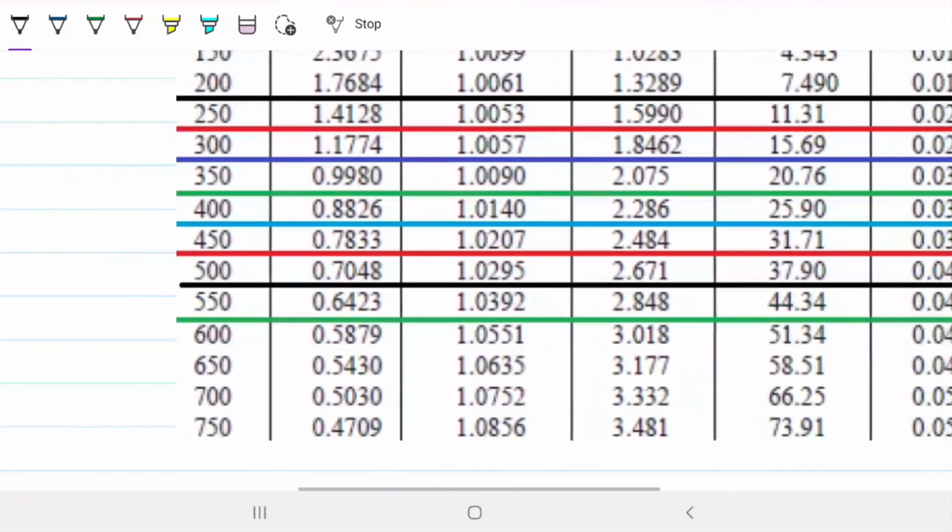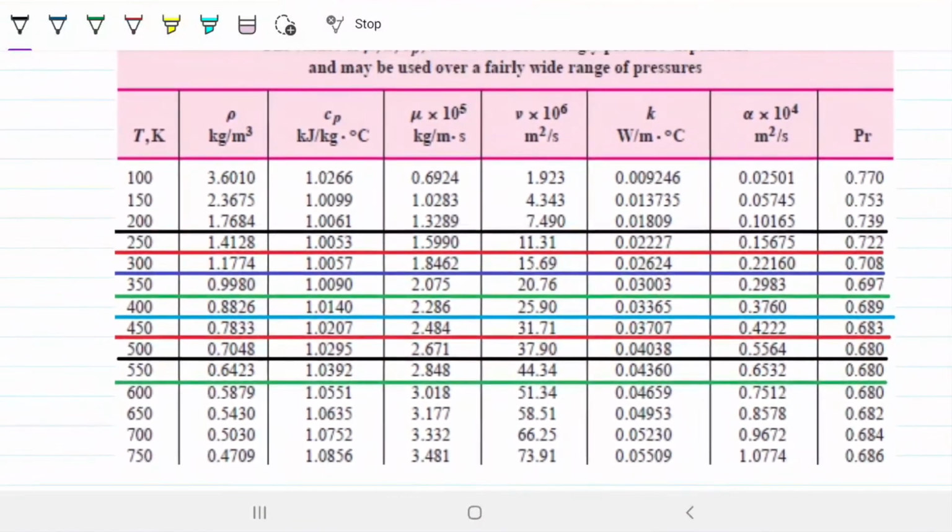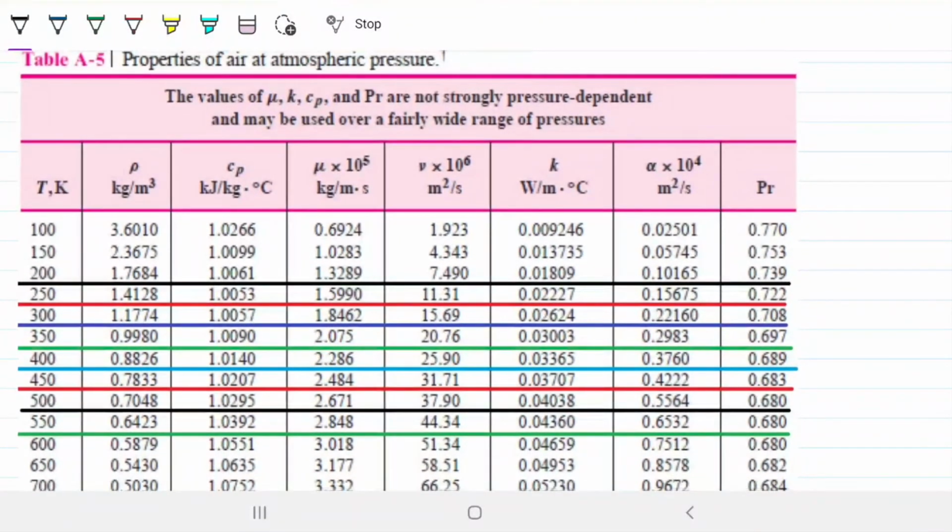So air properties, we're looking for 388 K. Air properties at 1 atmosphere. So 388 will be somewhere between my 350 and my 400. Again, there are several ways to do it. You're going to have to do a linear interpolation. This video shows you what linear interpolation is if you are new here.